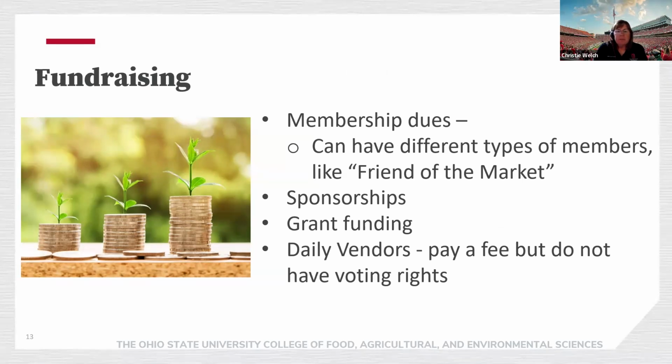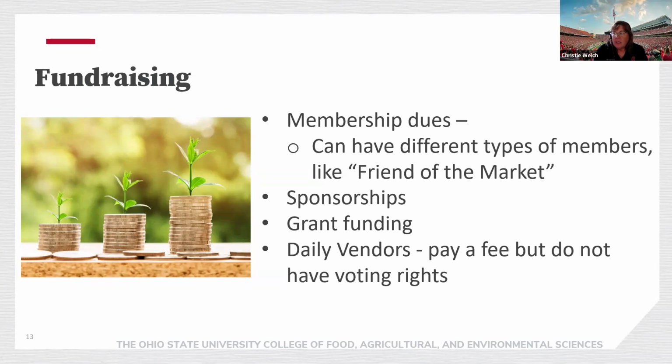Again, you can have different types of memberships. I know that there are some farmers markets across the country that have a Friends of the Market. They love to support the market. They can make a donation or pay an annual fee, and then maybe they get first notice of when the sweet corn's going to be ready, or something different that the market is doing.